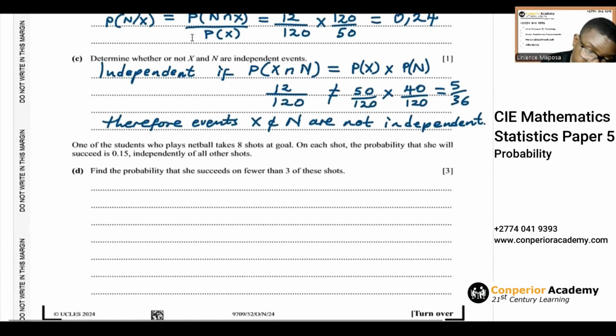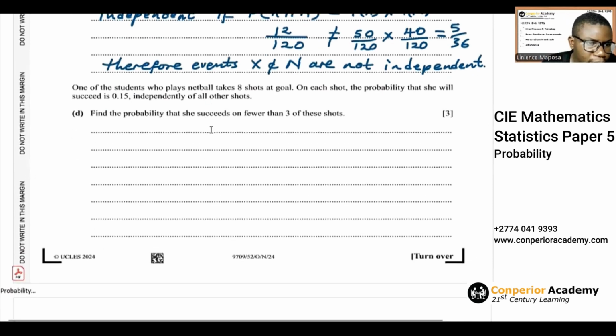Okay, so as we have seen, the events are not independent because, of course, 12 over 120 is not the same as 5 over 36. Even if you simplify 12 over 120, they are not the same. So let's move on to the next question.